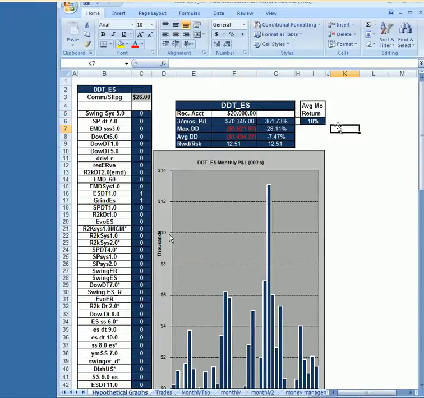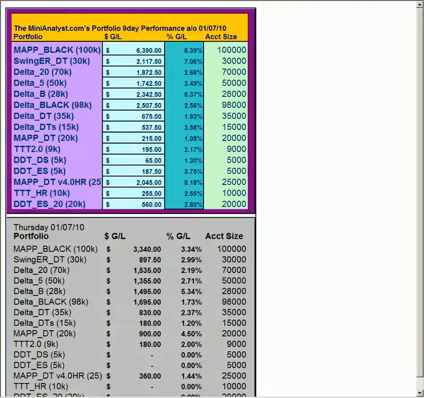Now, that's 120% per year. This course is using $26 for every round turn in both slippage and commission factored into every trade. A $20,000 portfolio will return $10,000 a month. So that's for the more conservative clientele. But here's how we've done over the last 9 days or so. You can see the MapDT version 4.0 HR is the standout at a $2,000 gain. 8%, almost 10% from what I'm looking at. The Map Black, the most diversified portfolio, is up about 7% right there.